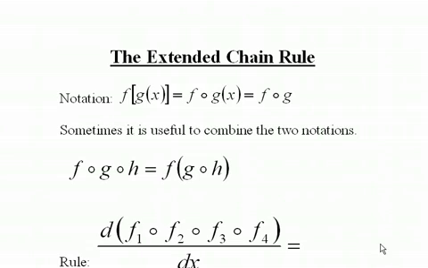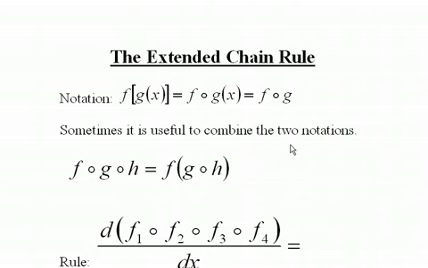The extended chain rule. We're going to look at some notation for composite functions here, and this is f of g of x. In other words, you take f and you plug g of x in instead of x. Another way of writing that is f circle g of x, and a third way is just f circle g. And always this g is inside the function f. You should familiarize yourself with composite functions really before you begin working with the chain rule.